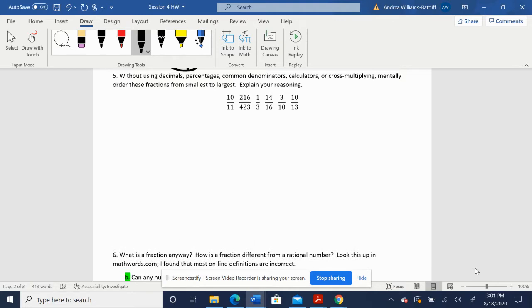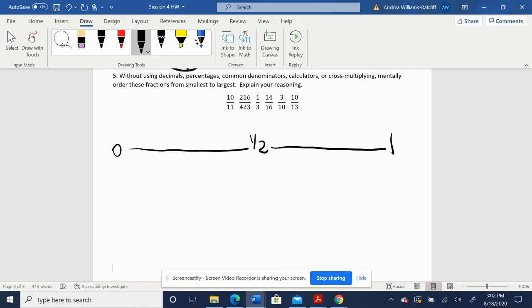Okay, so I've got several fractions here, and before we get into the details of comparison, I want us to think of a number line like this, starting with 0, put a half in the middle, and then going up to 1. Let's try to just do some basic sorting of our fractions before we get into the specifics.